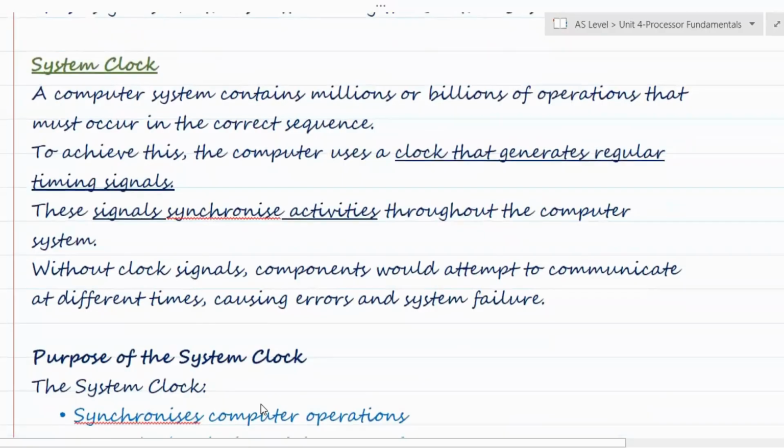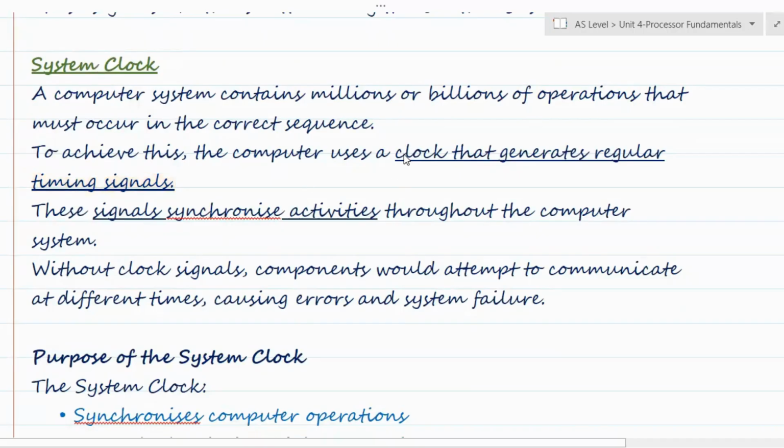Many students hear the word clock and immediately think about time. But this clock doesn't tell the time. Instead, it produces regular timing signals. Very important terminology.